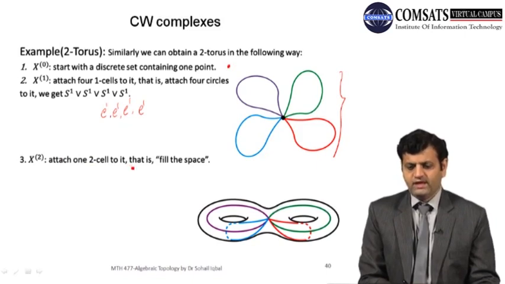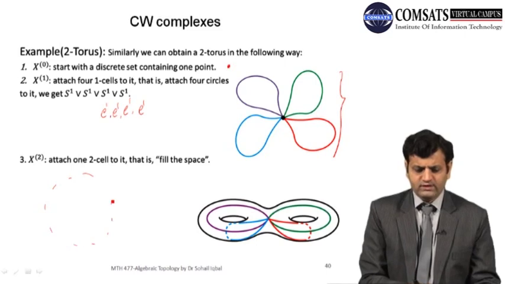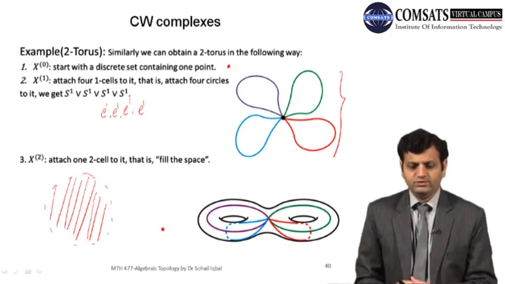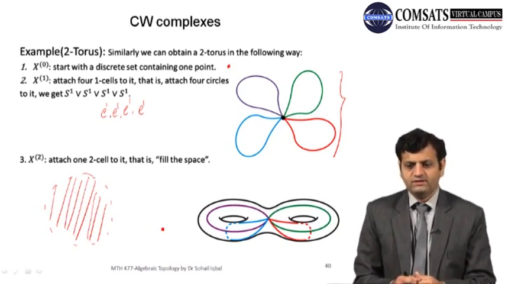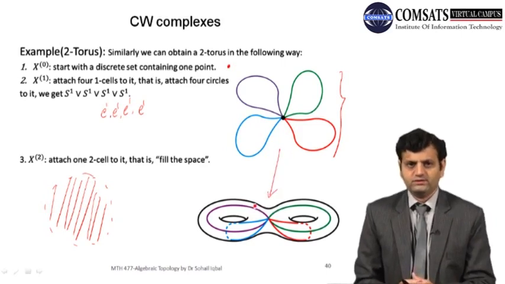When we say attach a 2-cell, we know what a 2-cell is. It is basically an open disk, and consider this open disk to be made of a rubber sheet, and you stretch it such that you attach this sheet to these 4 circles, and we will obtain a 2-torus. Or we can say, fill the space between these 4 circles and we will obtain a 2-torus.